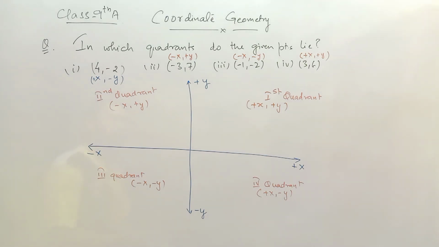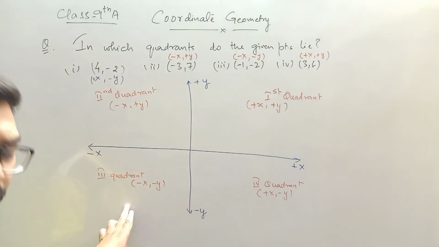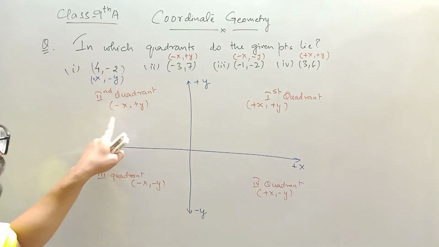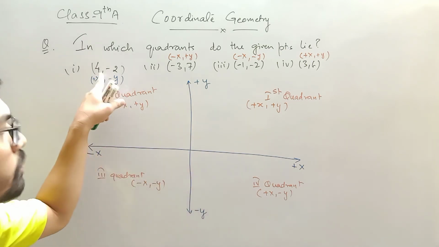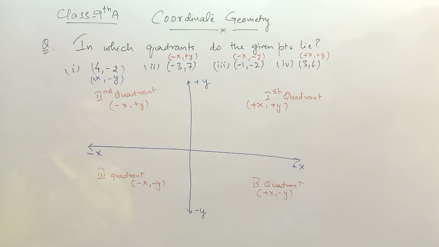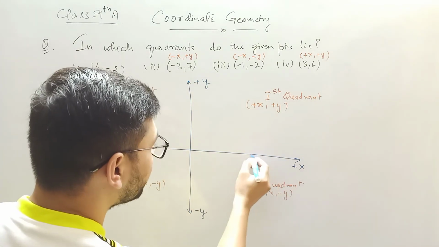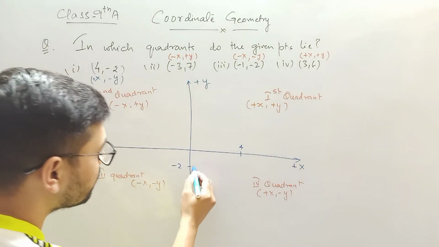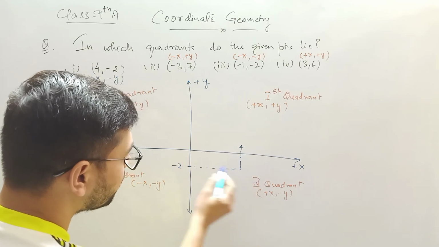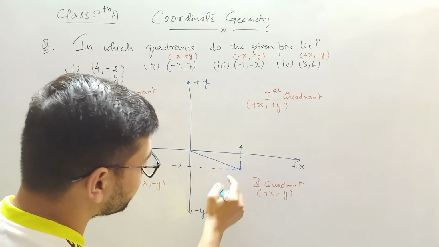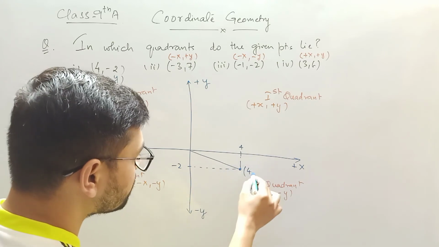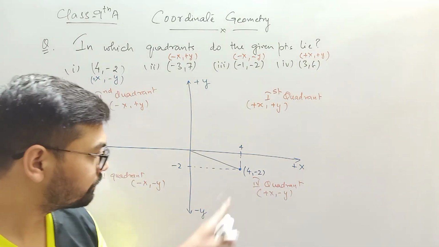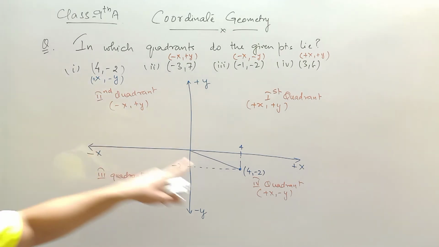Now compare these coordinates with these values. The first coordinate is positive x, negative y. So this point (4, -2) will lie in the fourth quadrant. Suppose I have 4 here on the x-axis and -2 on the y-axis. So this point will lie somewhere here in the fourth quadrant. I'll represent this point like this, (4, -2). So positive x, negative y, right? This point will lie in the fourth quadrant.